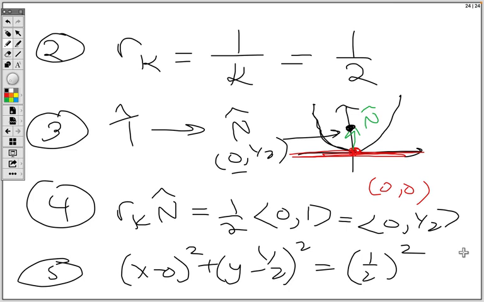Any questions on how we got to the center of curvature? We start at the graph and we move up rk n hat to get to the terminal point, and that's our center of curvature.